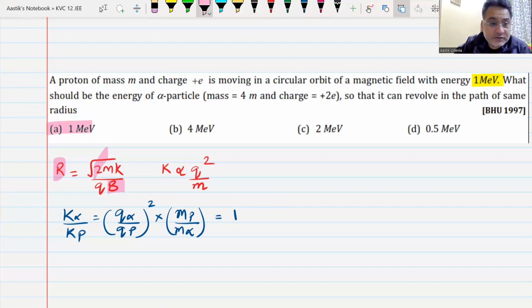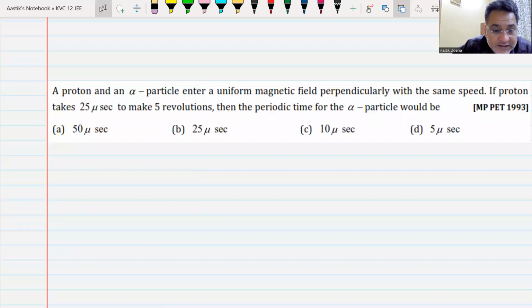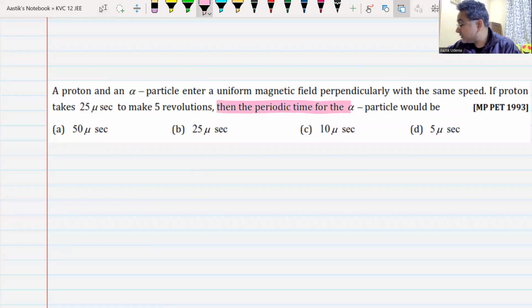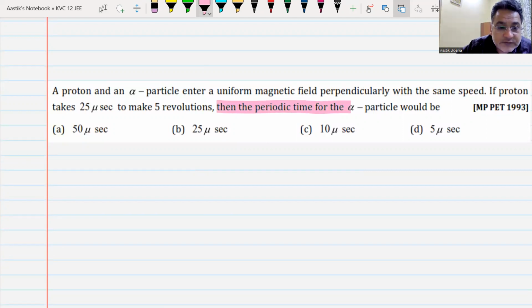Next one comes. Give me the answer fast so that I can move ahead in life. You have 2 minutes to give me the answer for this one. A proton and an alpha particle enter a uniform magnetic field perpendicularly with the same speed. Proton takes 25 microseconds to take 5 revolutions. Then the periodic time for alpha particle would be how much? Remember, read the question. Your time begins now.